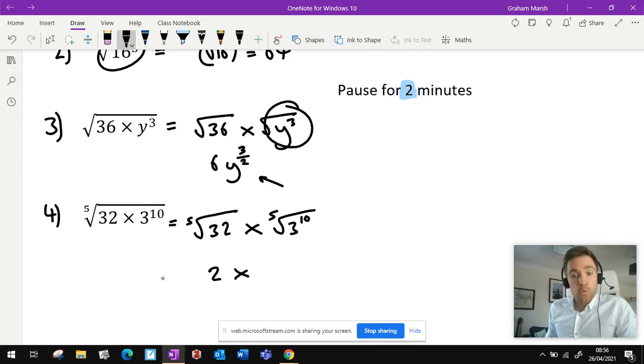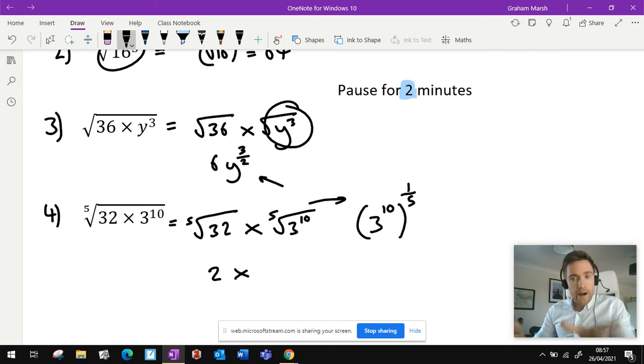But if you remember what a fifth root would look like as an index, as a power, it would be a fraction, 1 out of 5. Then it makes this a little bit simpler. In fact, it would be 3 to the power of 10 all to the power of 1 over 5. Now, when you've got two powers in a bracket like this, you multiply them together. So that's going to be 10 times 1/5, which is going to be just 3 squared. So this turns out to be just 3 squared. You can then do 3 squared, which is 9, times 2, and you get 18 as the final answer.